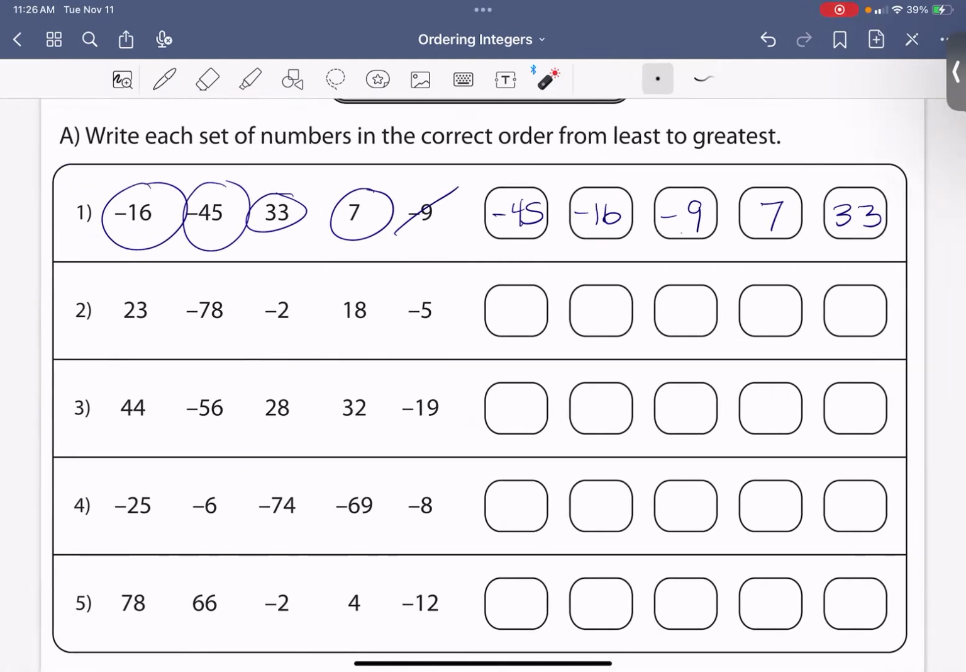So the smallest number here would be negative 78. We always want to start with the negative numbers. Then negative 5. Then negative 2. Now we're in the positive numbers. So we start with the smallest. So that would be 18. And then 23.